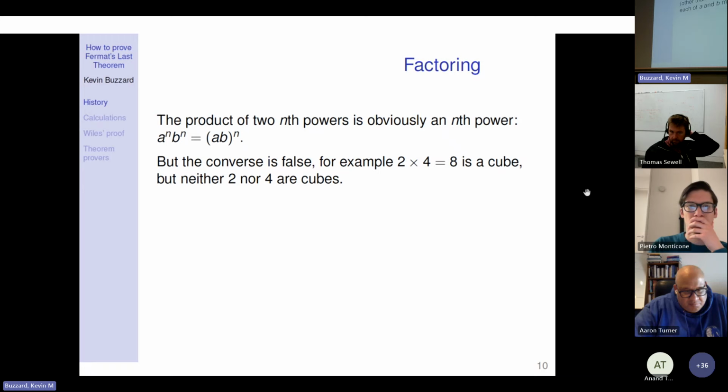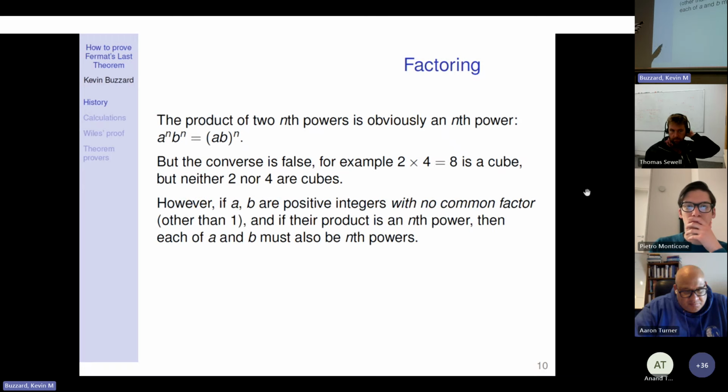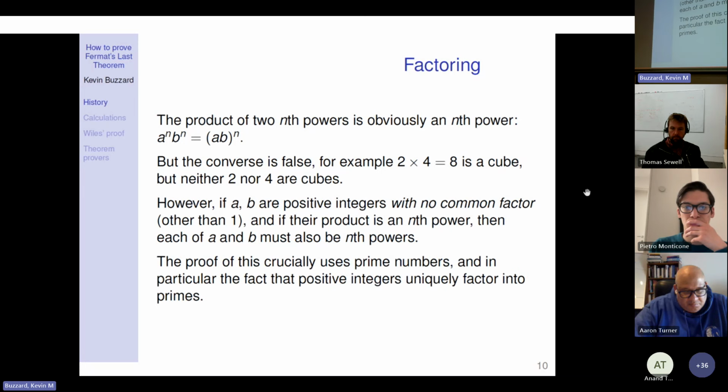So how do we stop that? We demand that a and b are coprime. So if a and b are positive integers with no common factor other than 1, and if their product is an nth power, then it is true that they must both be nth powers. That's the statement of a theorem, and the theorem doesn't mention prime numbers at all. But to prove this, you have to do a prime-by-prime analysis. So the proof crucially uses primes.